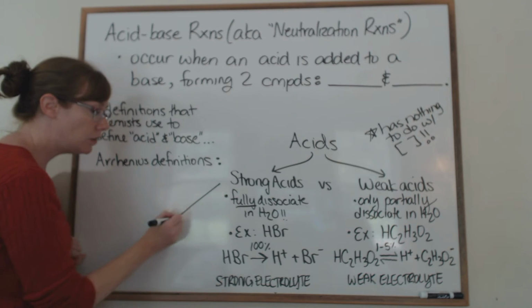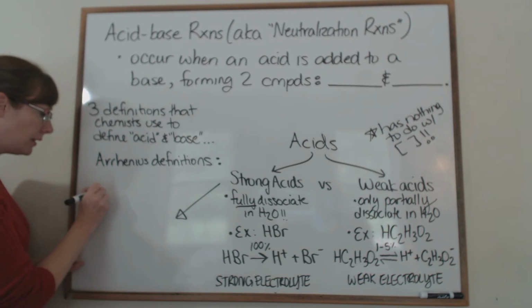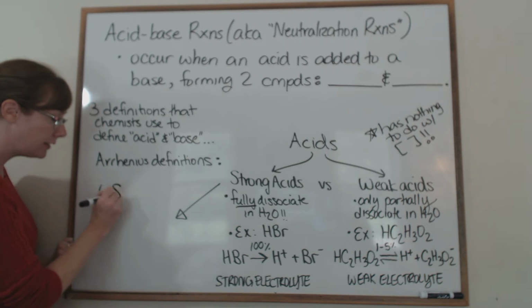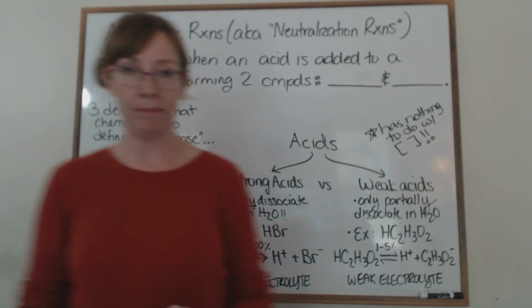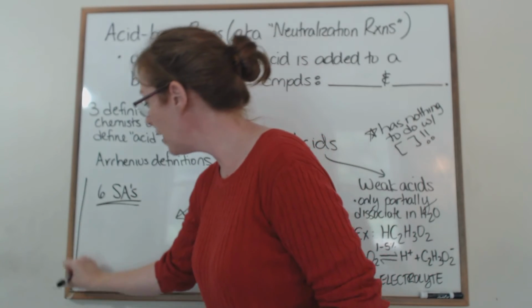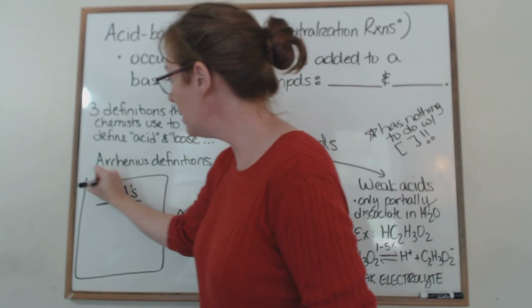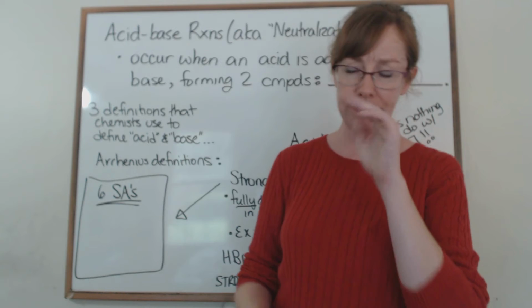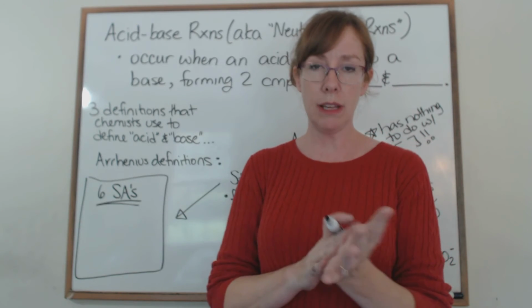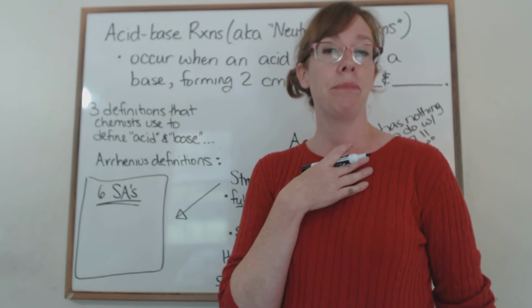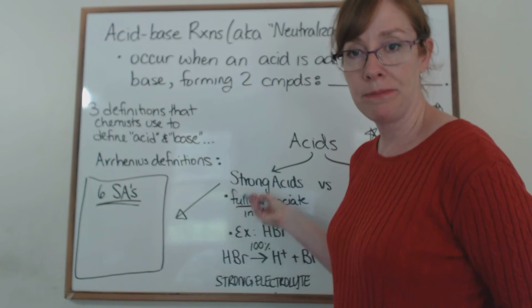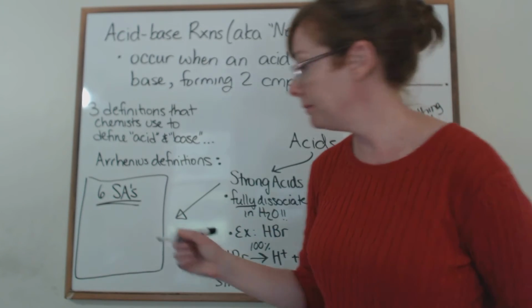When it comes to the strong acids, there are 6 strong acids. It's like a club. There are 6 acids in the universe. Sometimes some textbooks will include a 7th, but we're going to just do the 6 that fit this description, okay? And you have to know them by heart.